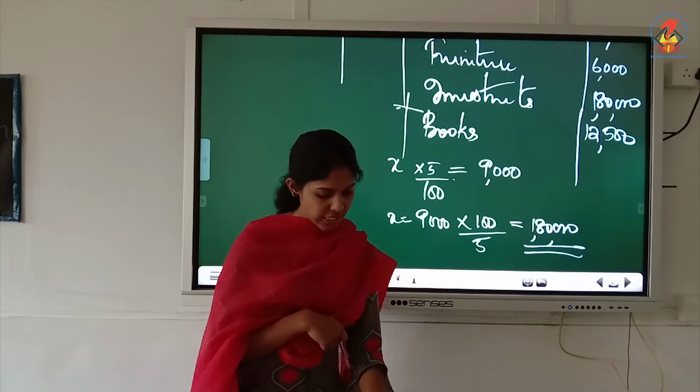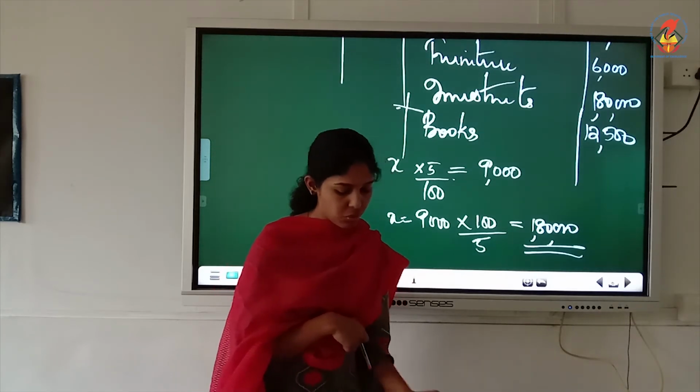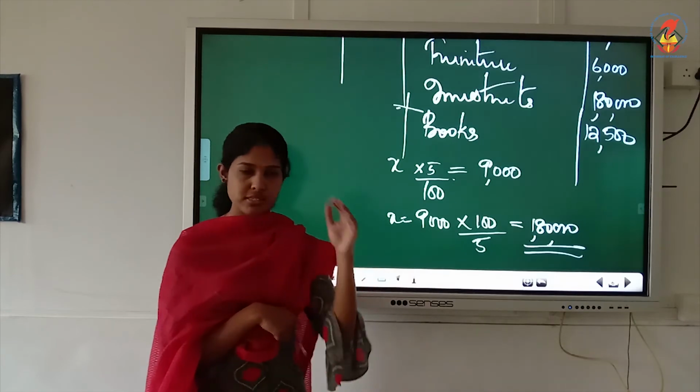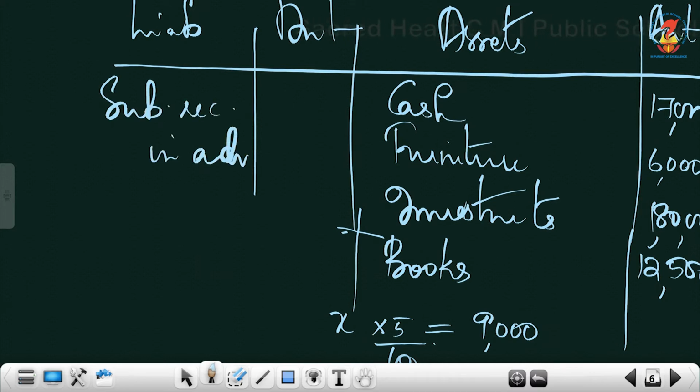Subscription received in advance, that means 2018 you have received in advance. That is the amount of 4,000, that's there in the opening, and that will come in the opening balance sheet. That 2018 figure will come here. Received in advance means liability, so it will come here on the liability side. 2018 figures you just take and write.